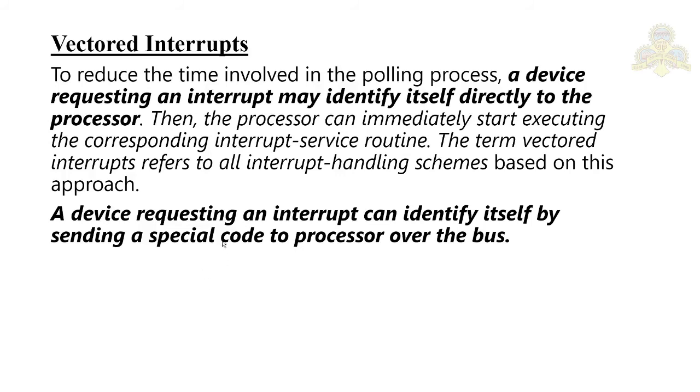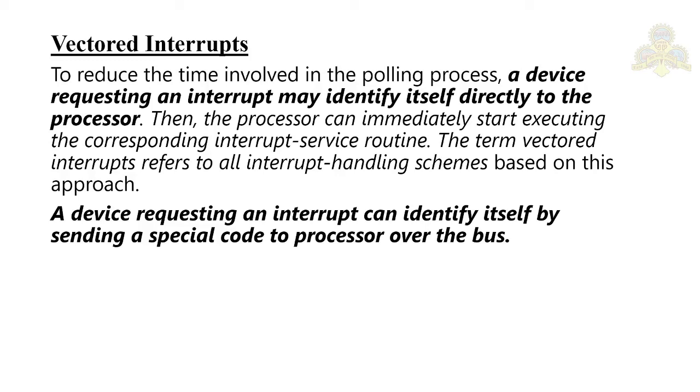Now, whenever a device requests an interrupt, how does it identify itself? How does it tell the processor that it has raised an interrupt? The device that initiates the interrupt identifies itself by sending a special code over the bus. The device sends a special code to the processor saying that it has an interrupt and the processor should serve it. The special code is sent over the bus, that is, using the data lines of the bus.